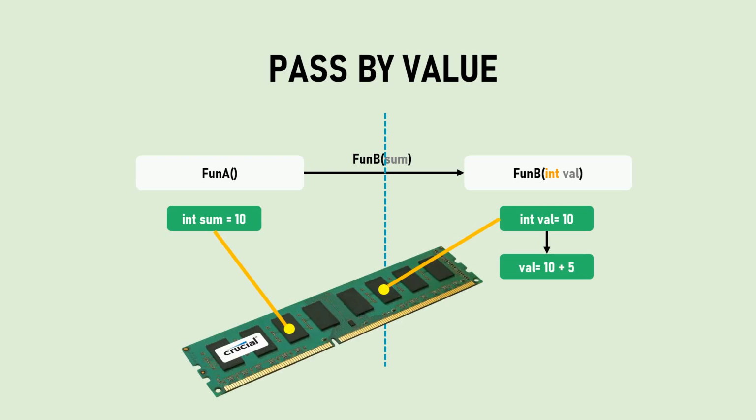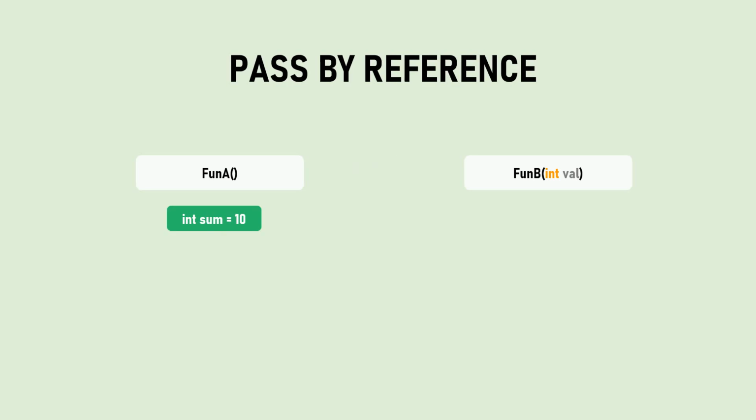As you can see, function A stores the sum variable in one part of the memory in the RAM of your system, while function B stores the val in another part of the memory. So whatever change happens in one part doesn't affect the second part. Now let's see how the pass by reference system works.